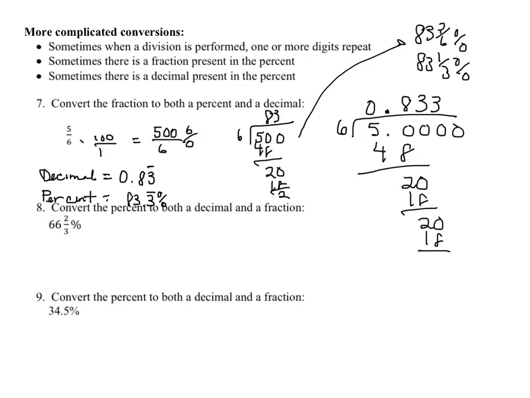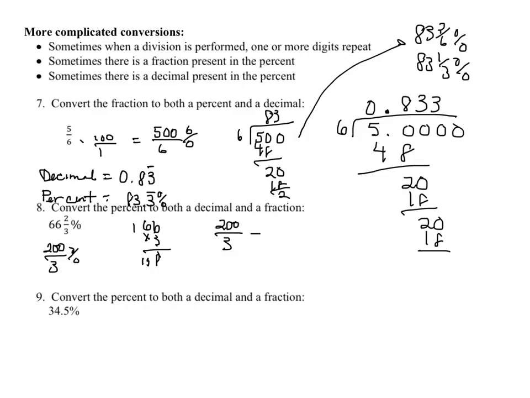So now 66 and 2/3%. If I'm going to convert it to a fraction, I have to divide by 100. So first what I'm going to do is change this to a mixed percent. 66 times 3 plus 2. That ends up being, let's figure it out, 66 times 3, 18, carry the 1, 198. So this becomes 200 over 3%. So to convert it to a fraction, it's 200 over 3.